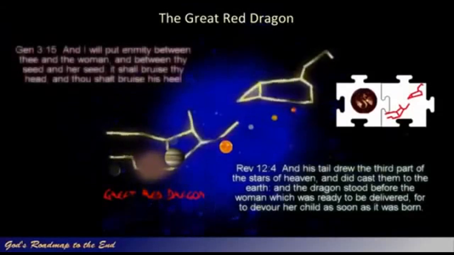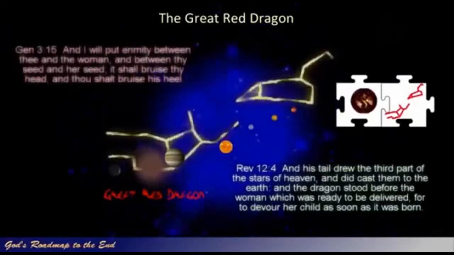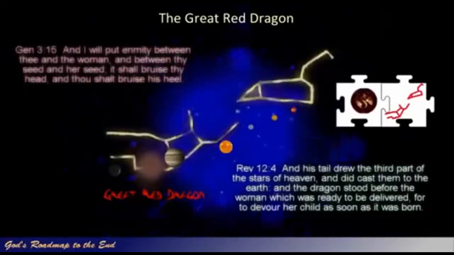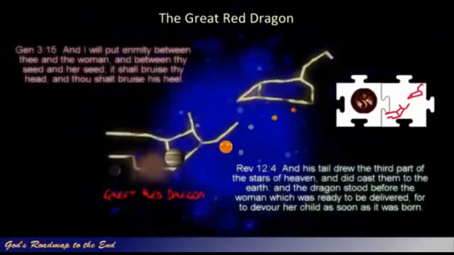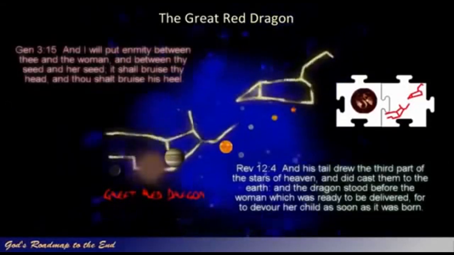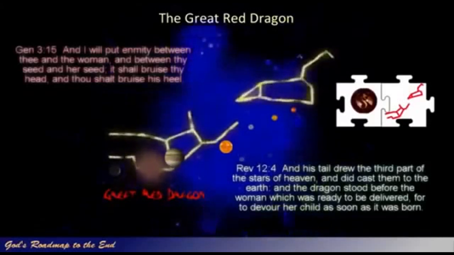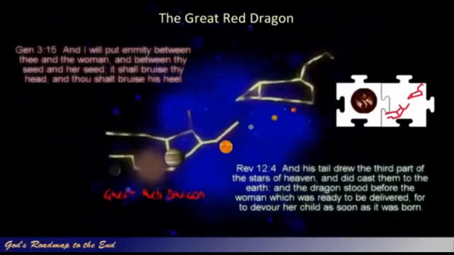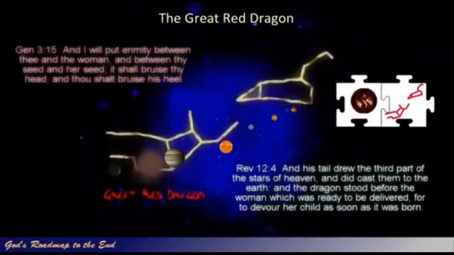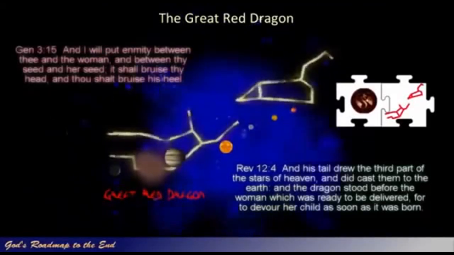Genesis 3 verse 15. And I will put enmity between thee and the woman, and between thy seed and her seed; it shall bruise thy head, and thou shalt bruise his heel. Knowing now that the information given in this passage also has a celestial application, I think you will agree with me that it is crystal clear to see what God is telling us here.